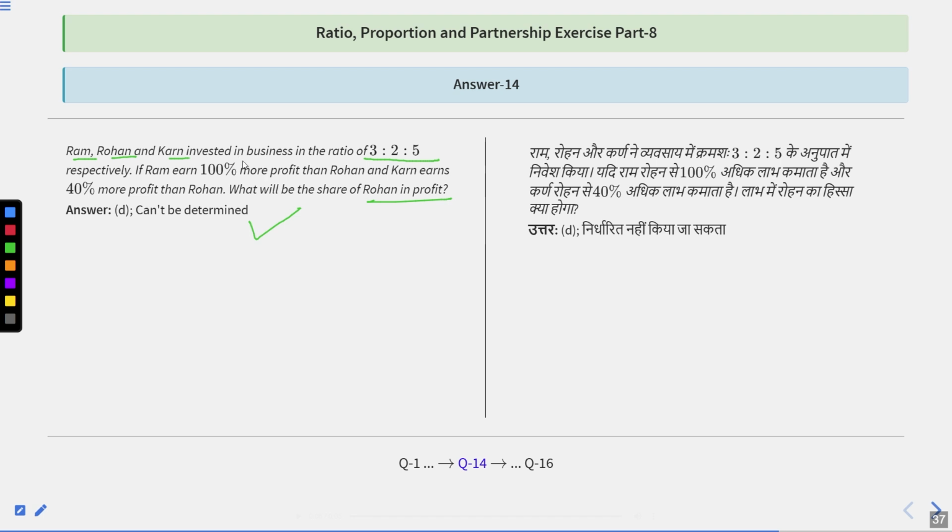In this question, the important thing that is missing is the investment money. Clear? So we cannot calculate Rohan's profit. So the answer will be cannot be determined. Next one.